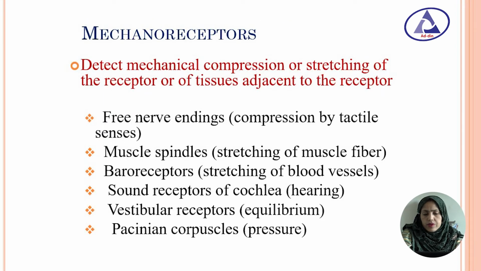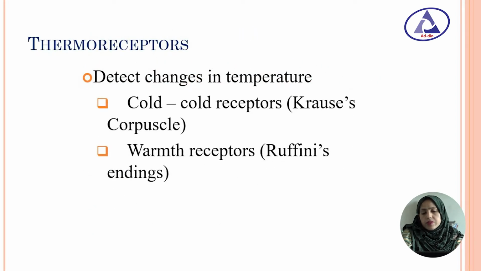What is mechanoreceptor? Mechanoreceptors detect mechanical compression or stretching of the receptor or of tissue adjacent to the receptor. Examples are free nerve endings, muscle spindle, baroreceptor, sound receptor of the cochlea, vestibular receptor, and pacinian receptor. And number 2 is thermoreceptor. Thermoreceptors detect change in the temperature. Cold receptors are Krause's corpuscle and warm receptors are Ruffini's endings.